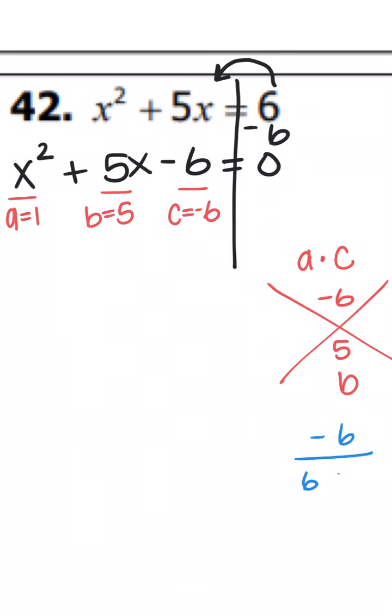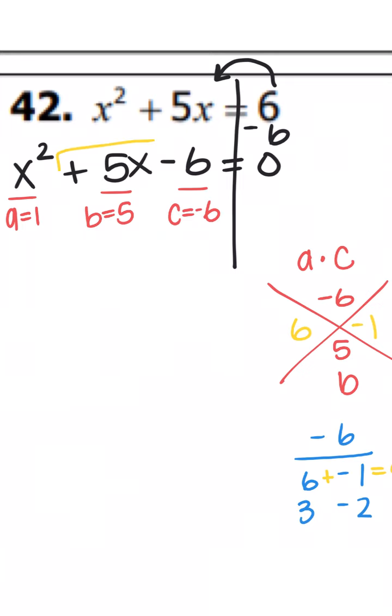So I could do 6 times -1 or 3 times -2. Both of those multiply to get -6. But the only one that adds to get a 5 is this first one. So I know my two factors are 6 and -1.